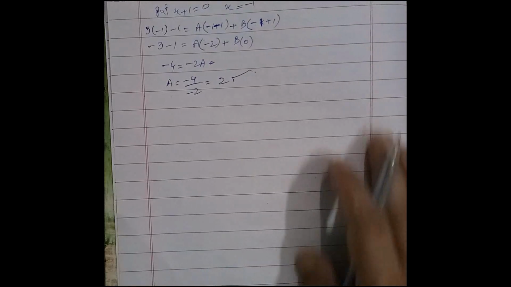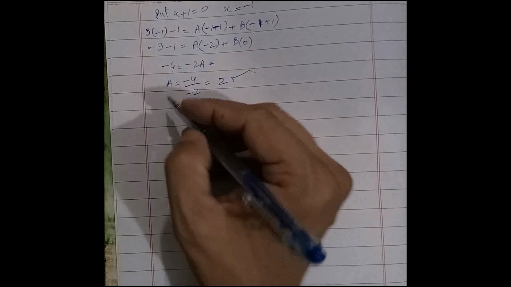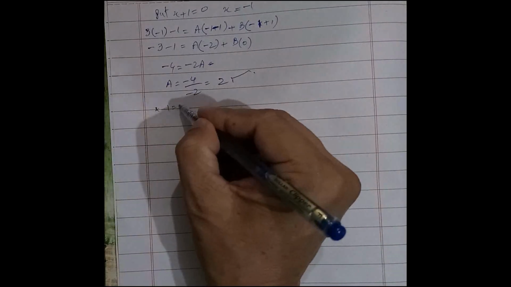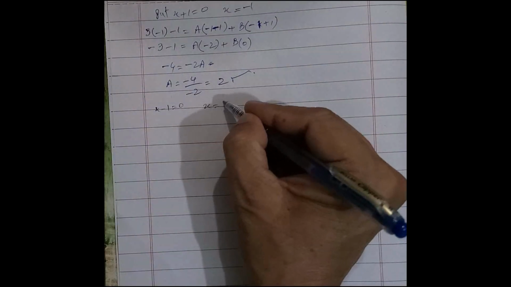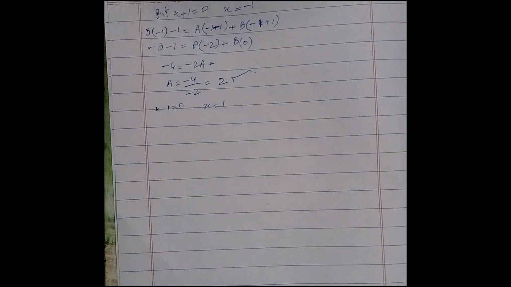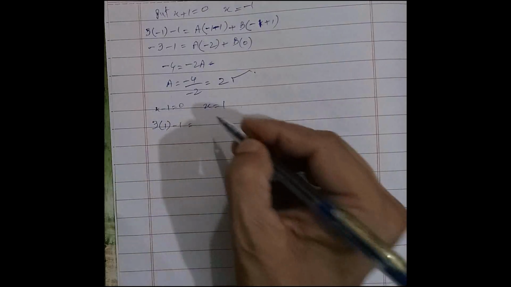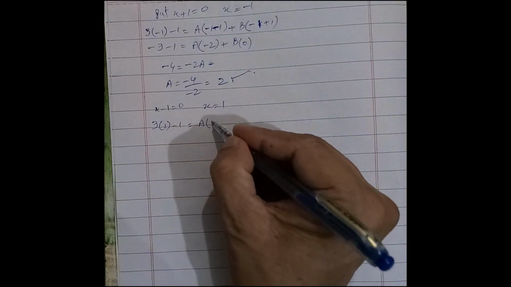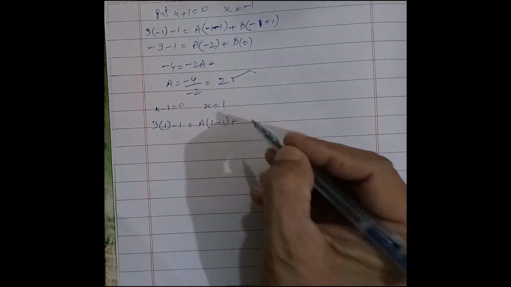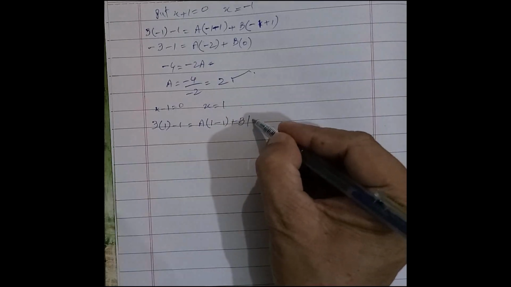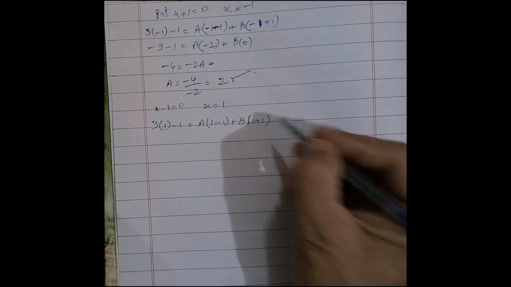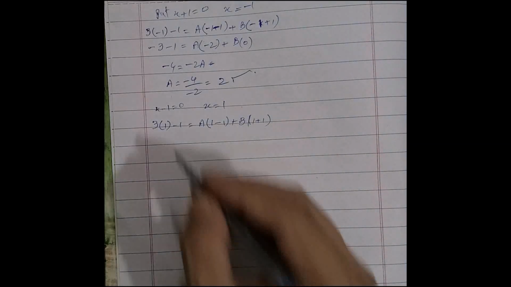And now we find the value of b by putting x minus 1 is equal to 0 and x is equal to 1. So we put the value x is equal to 1, we get 3 into 1 minus 1 is equal to a into 1 minus 1 plus b into 1 plus 1.